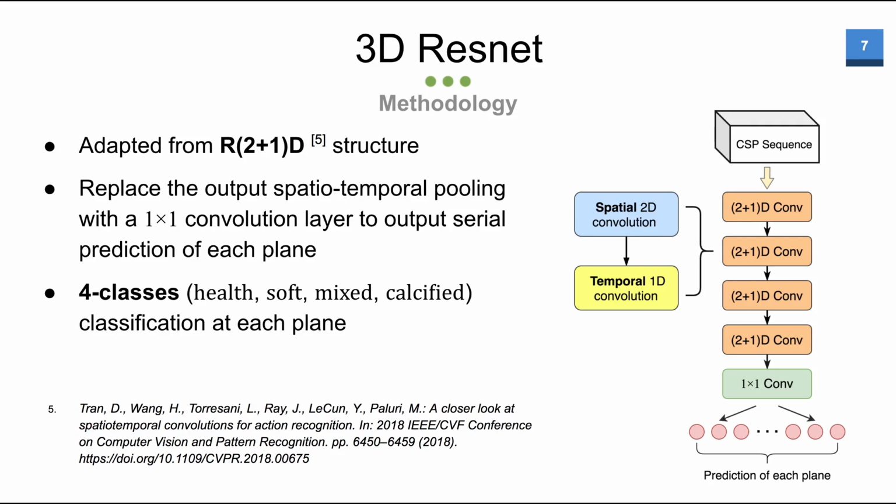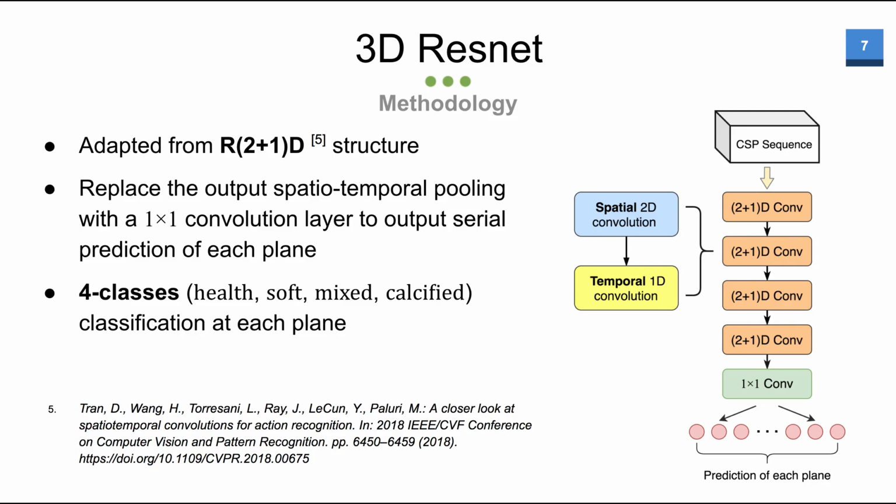In this work, we modify the R(2+1)D ResNet architecture to design our model. As we can see in the diagram, the network is composed of several (2+1)D convolutional blocks. Each (2+1)D convolutional block is composed of a spatial 2D and a temporal 1D convolutional layer.